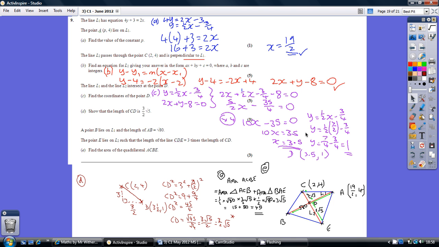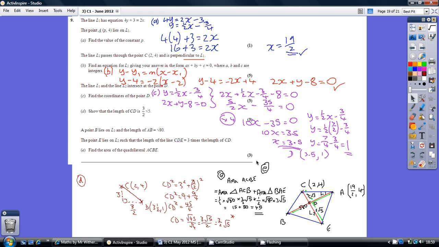We can then substitute that into either to work out what the y coordinate is, so we get D being 3.5 and 1. Now part D is straightforward enough, to show the length of CD. Do a quick sketch just to help you gather your thoughts. We know the coordinates of C and D, so drop down a perpendicular and a horizontal. We can work out those lengths from the coordinates, and then it's a simple Pythagoras to work out the length CD and prove it is what they said it would be.